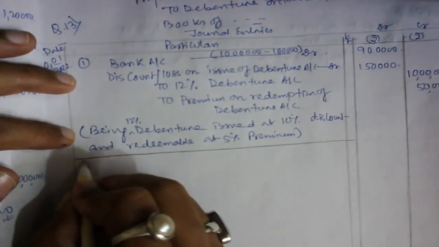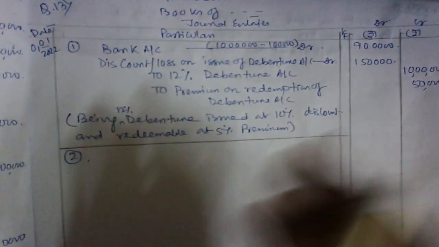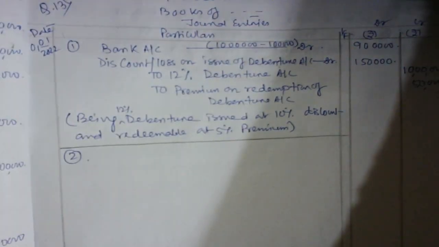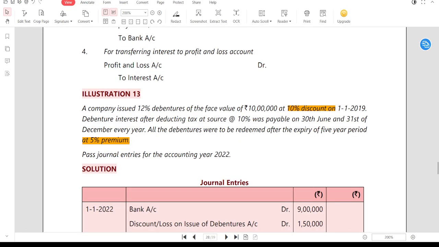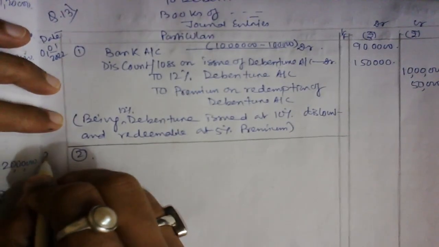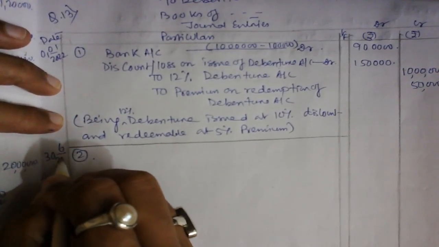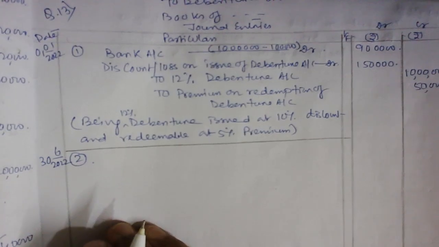Next, number 2. Number 2 is that if we check once, देखिए एक बार क्या लिखा है, the company debenture interest paid on 30th June. So no such journal entry will be required, but on 30th June you need to pay the interest. So on the 30th June, what will be the journal entry? So 30th June 2022.